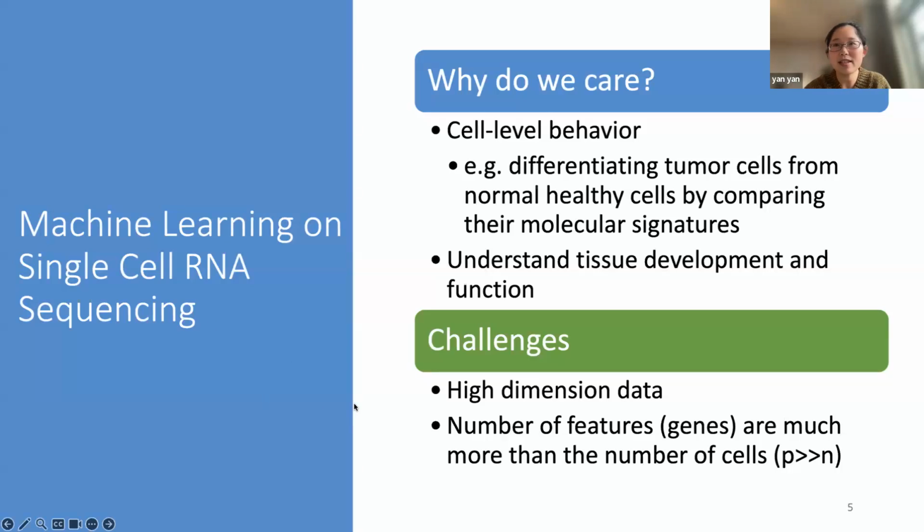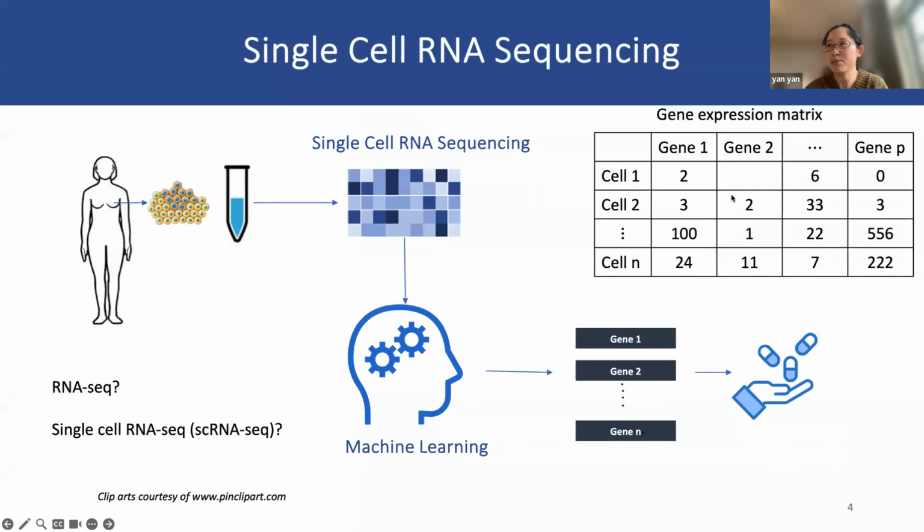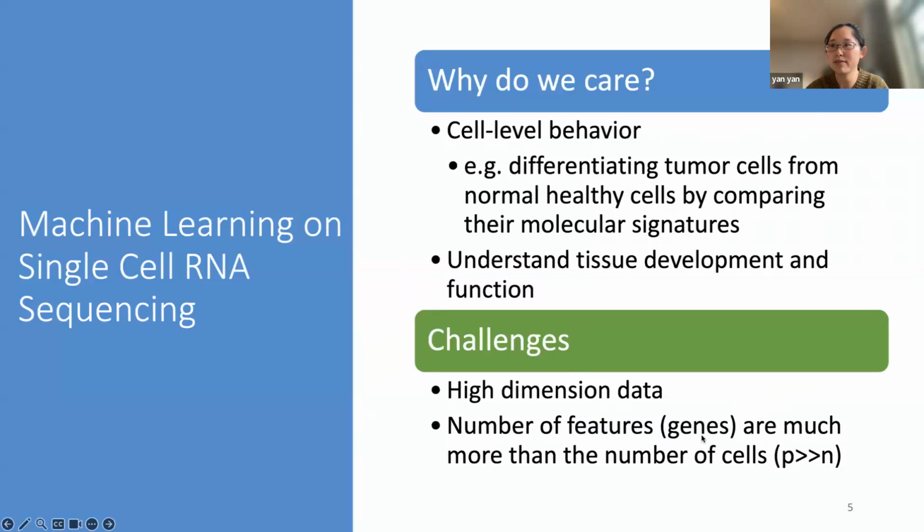And by looking at the data, there are some challenges. Usually, we're dealing with high-dimensional data. If you look at the matrix, it's a giant matrix. The other thing is the number of features, which are genes in this case, is usually much larger than the number of cells. That makes it challenging to identify the small set of genes from this big pool which are differentially expressed and also potentially related to tissue development.